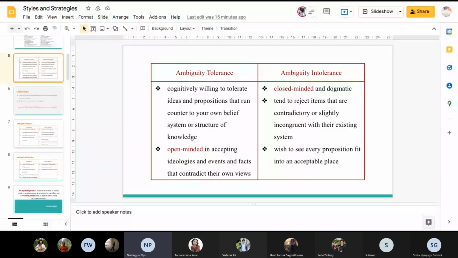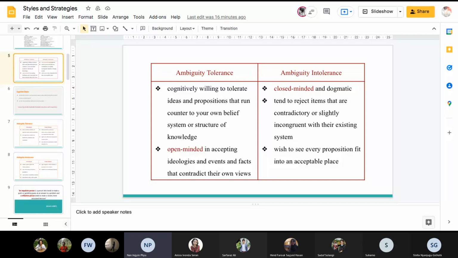Okay, so now we have talked about the two different styles, left brain and right brain. Now it's another way. So what's that? That is ambiguity tolerance and ambiguity intolerance. You can also see in the title, tolerance and intolerance. So just by that word, explain what kind of learning style that is.